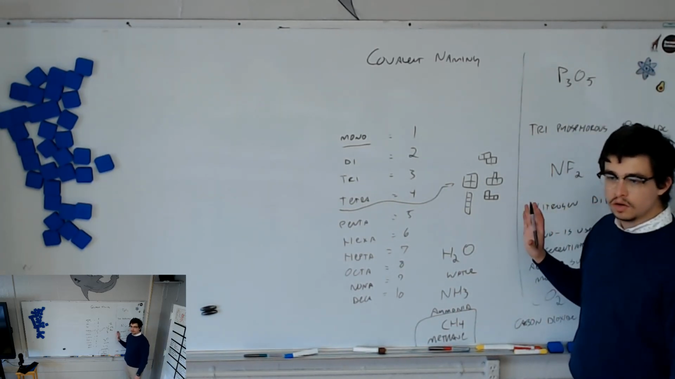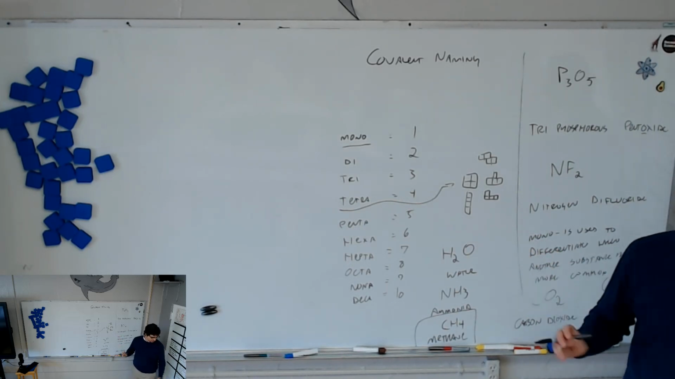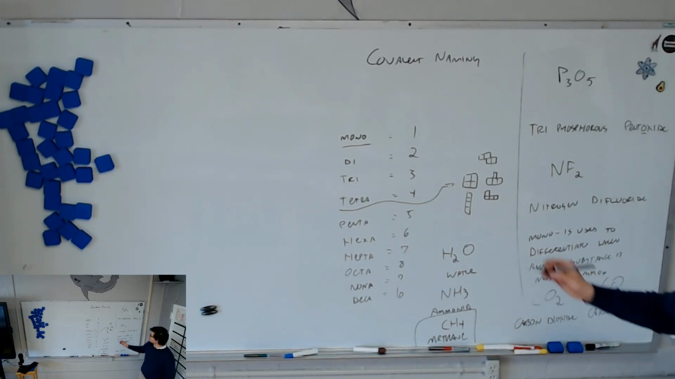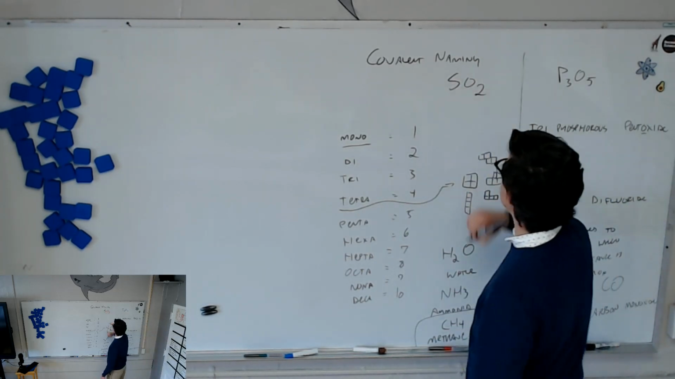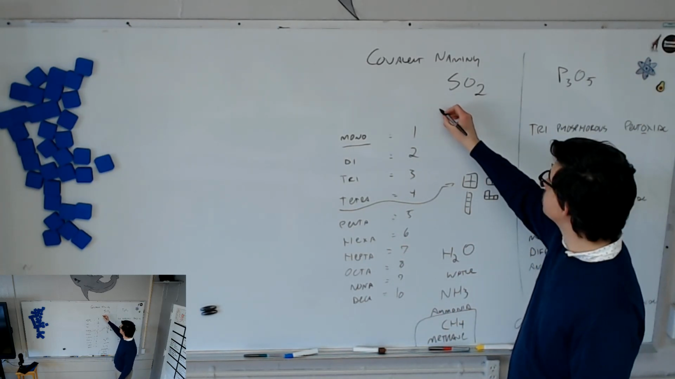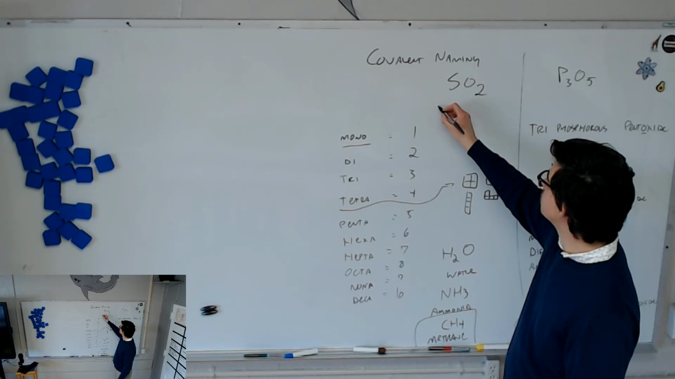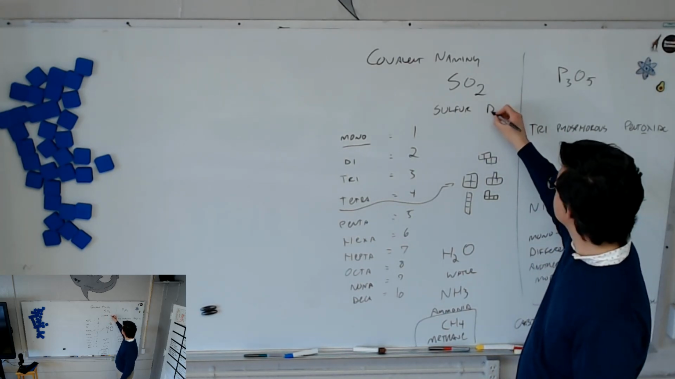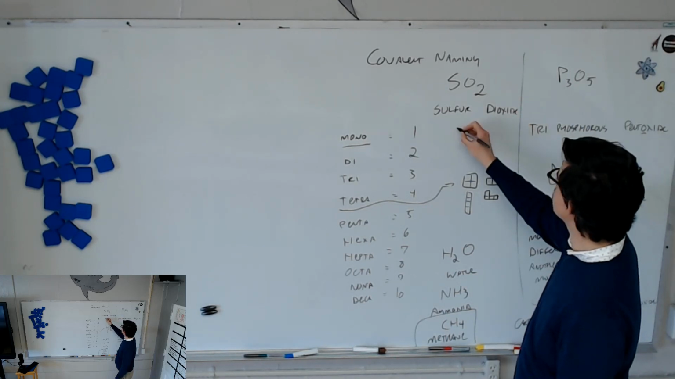You think you're good on covalent naming? Let's do a couple more practice problems just to be sure. I think you are, but let's look at SO2. Help me name it. Jasmine, what should I call it? Sulfur dioxide. Yep, sulfur dioxide.